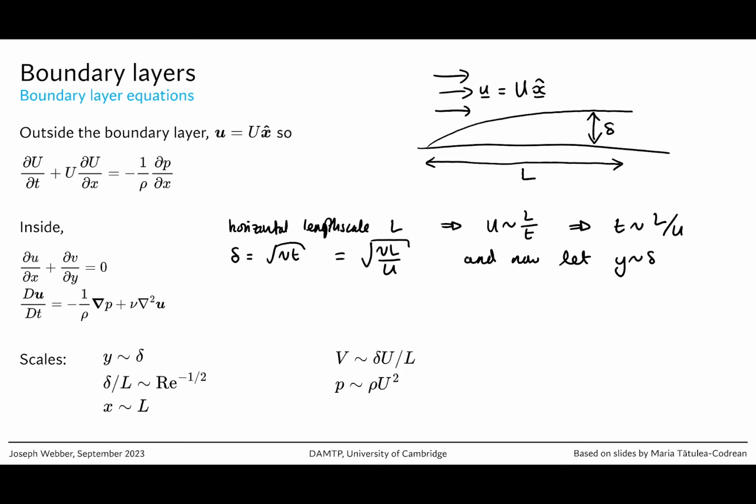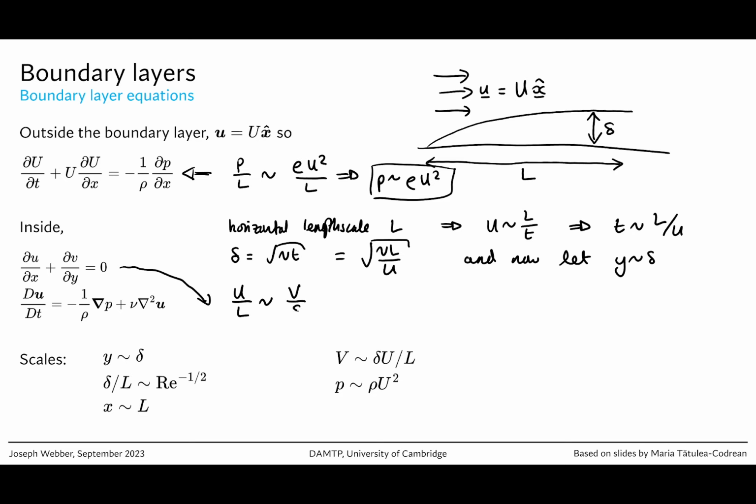Okay, the first balance that we're going to carry out actually comes from this equation here, and this shows that P over L scales like rho U squared over L, and that gives us that the pressure scales like rho U squared. That will be helpful later, we'll come back to that. The next scaling we're going to make is this balance here that comes from incompressibility inside the boundary layer, so U over L scales like V over delta.